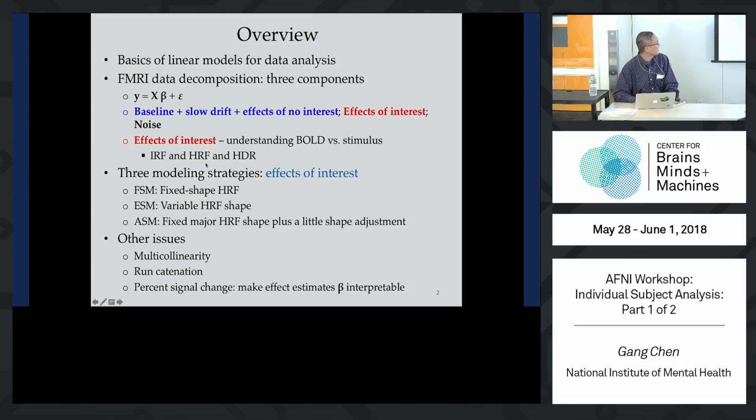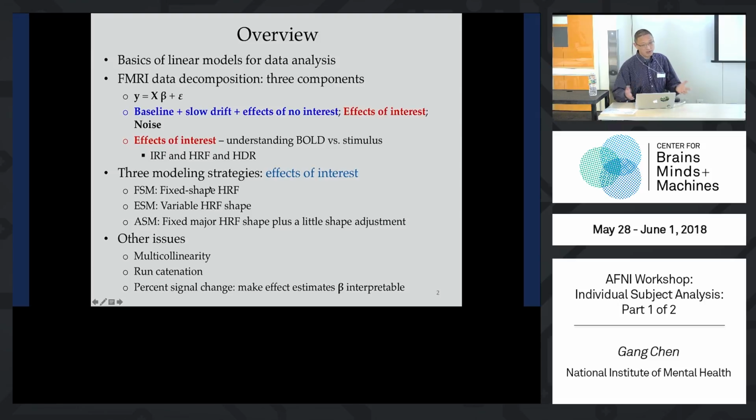Then we talk about the regressors we care about. Even for that, there are different concepts. How do you want to model those tasks or conditions? That's a little bit tricky. So that's the effect estimates. There are three categories.